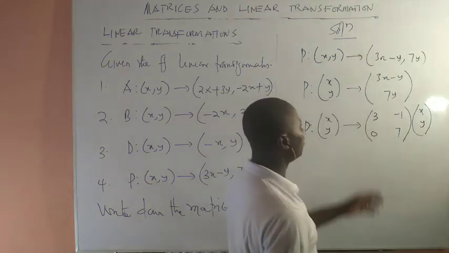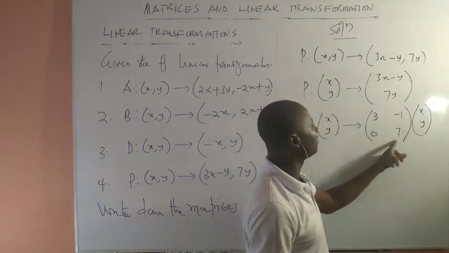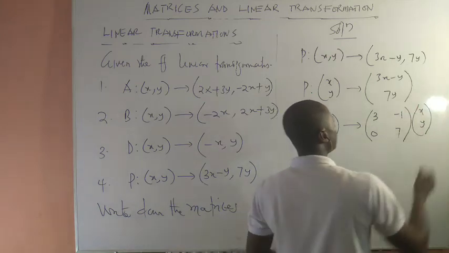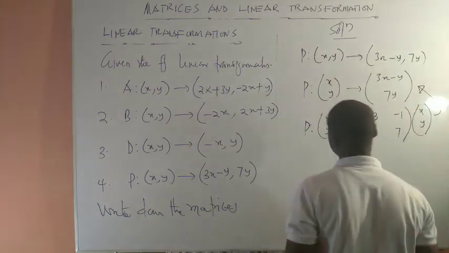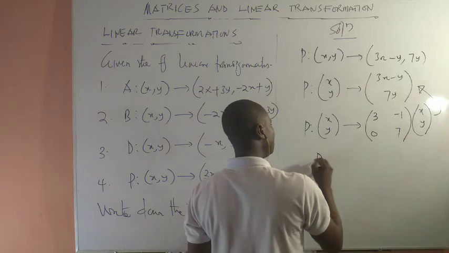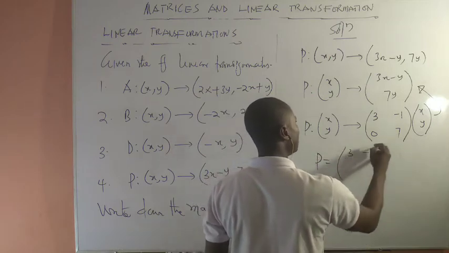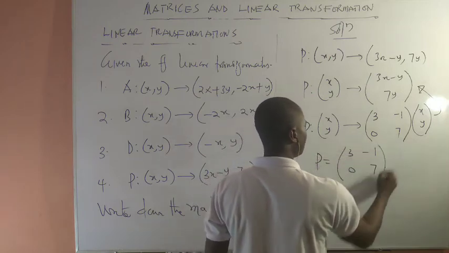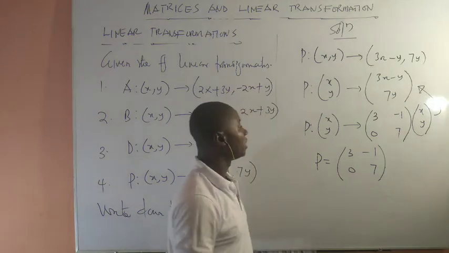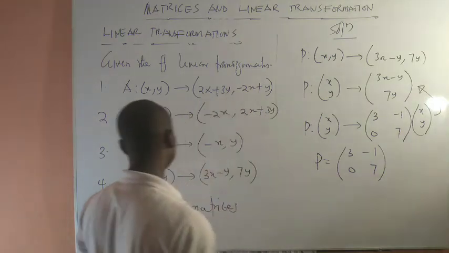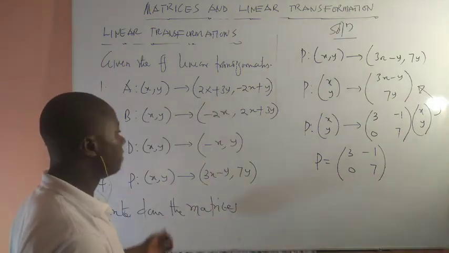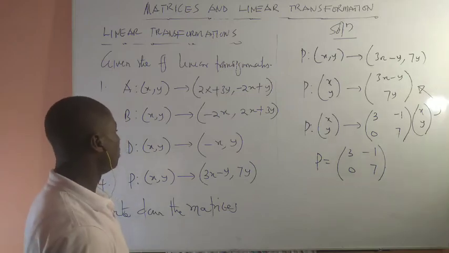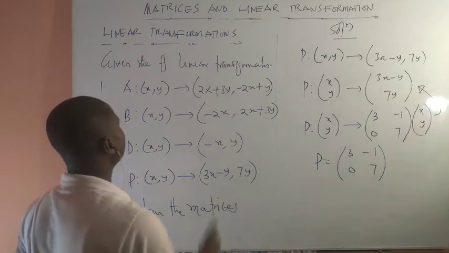Take note, once again, when you multiply 3 minus 1, 0, 7 by xy, you will still get back this expression. And so the matrix P will be equal to 3 minus 1, 0, 7. And so that is how we also deduce the matrix out of the linear transformation.